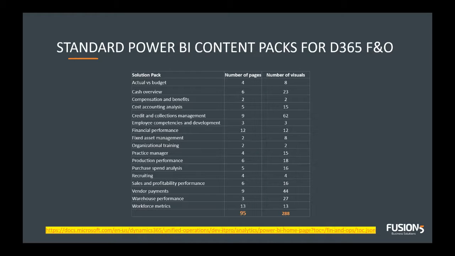So with the standard content packs that Microsoft have made available, this isn't specific to manufacturing and production, but this is everything that we've got available for F&O if you are using these modules. So actual versus budget, that's always great. At the end of the day, manufacturing and production is all about selling and delivering products to your customers to make money. That's why we're in business, right? There's cash overview, compensation, benefits. I think more specific for manufacturing, we usually use the production performance, purchase spend analysis further down.